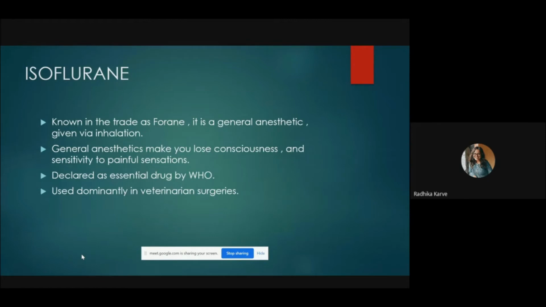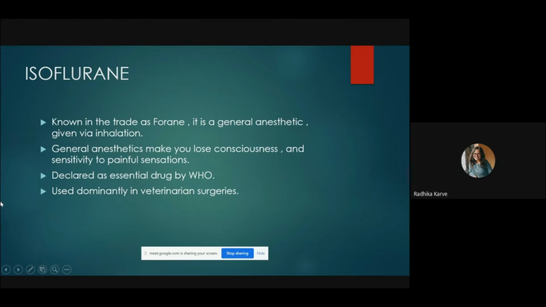The second drug that I will be talking about is isoflurane. It is a general anesthetic. There are two kinds of anesthesia which are given to patients during surgeries. One is general anesthesia and one is local anesthesia. In general anesthesia, the patient loses consciousness in the whole body for however long the operation goes on. In local anesthesia, only sensation of one body part is lost. So isoflurane is a general anesthetic.